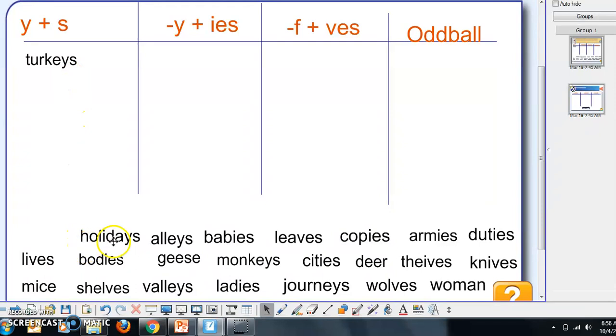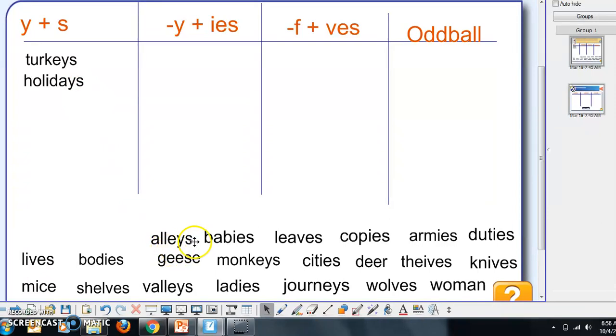Our next word is holidays. Take a look at the ending of this particular word. The singular word would be holiday. To discuss more than one holiday, we add an S to the end of that word. So holidays would go under the Y plus S column. Does it look great? I agree. Let's keep going.